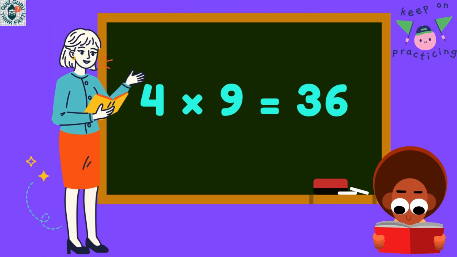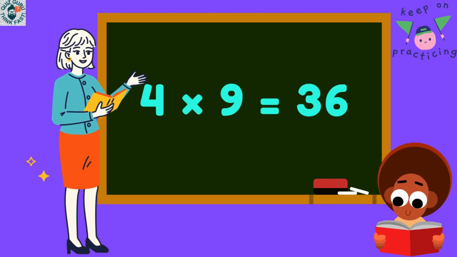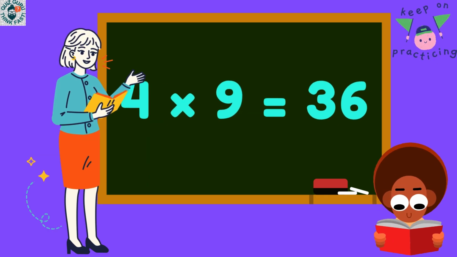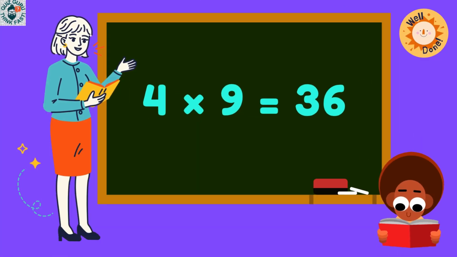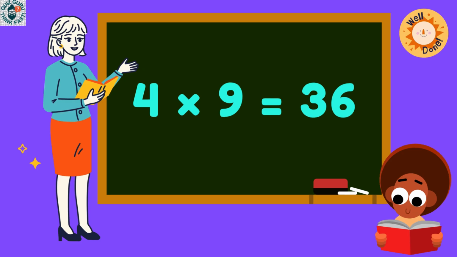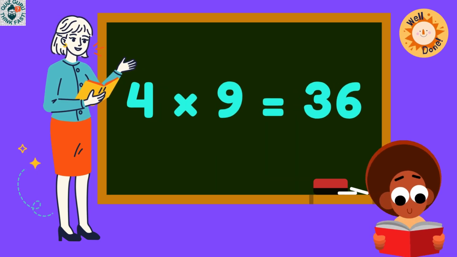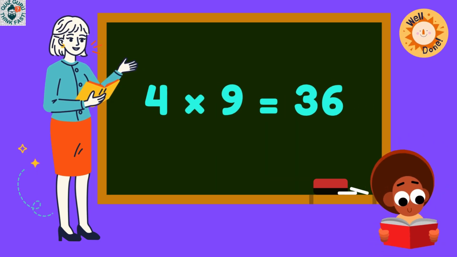4 times 9 is 36. 4 times 9 is 36. 4 times 9 is 36.